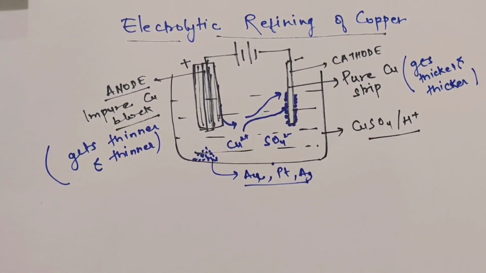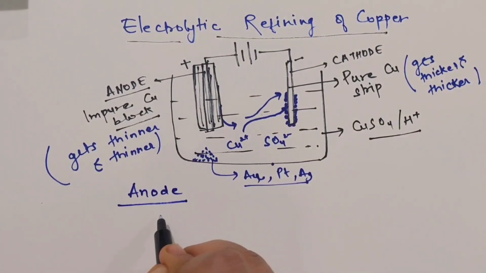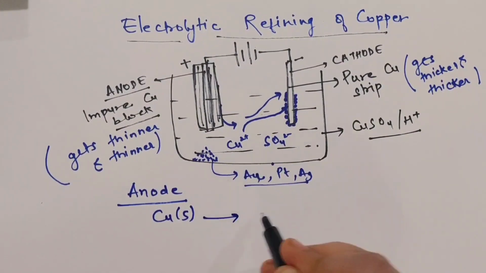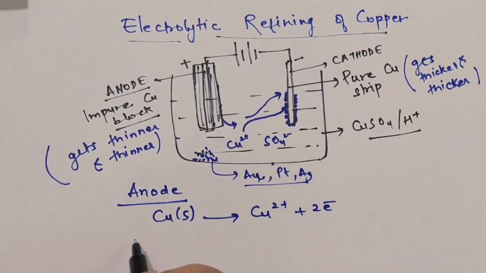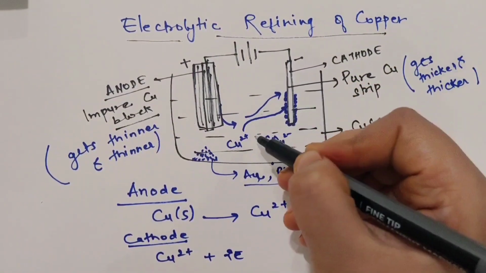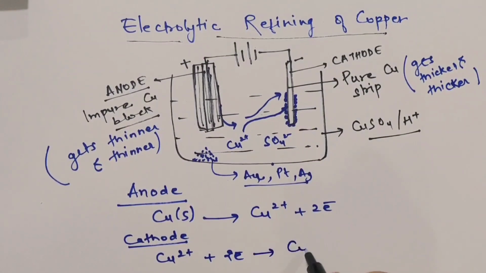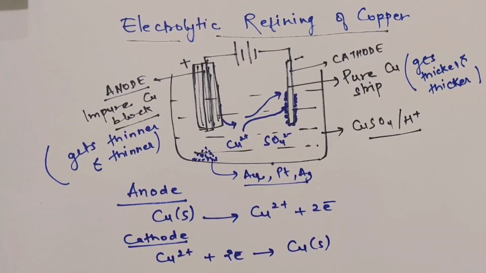Okay, now let's talk about the reactions. At anode, the solid copper from the impure block will leach out as copper ions by the loss of 2 electrons, and at cathode those copper ions will accept electrons. Since this is a negative electrode, these copper ions will accept electrons from that negative electrode and will form copper solid. So these are the reactions taking place at anode and cathode.